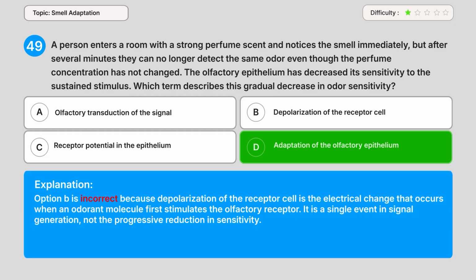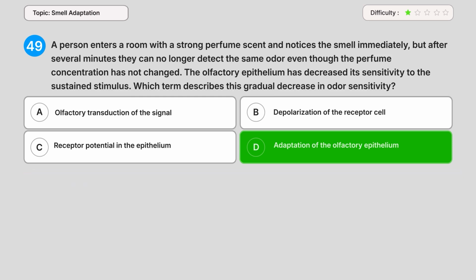Option B is incorrect because depolarization of the receptor cell is the electrical change that occurs when an odorant molecule first stimulates the olfactory receptor. It is a single event in signal generation, not the progressive reduction in sensitivity.